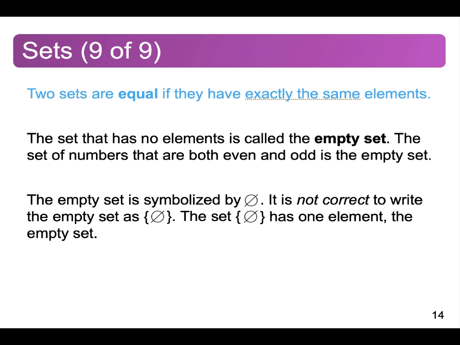The empty set, you can write that as a circle with a slash through it, but you would not write brackets around that. That would imply that the set actually contains the empty set, which is a little confusing. So anytime you have the empty set, just draw a circle with a slash through it.